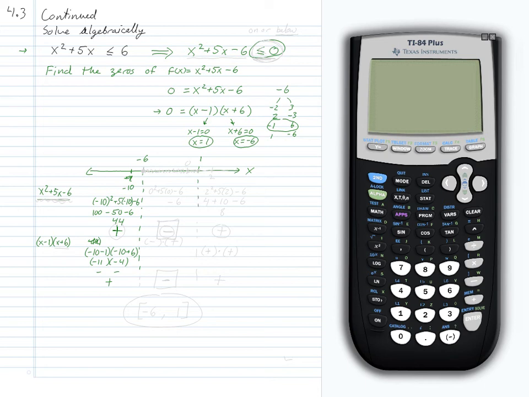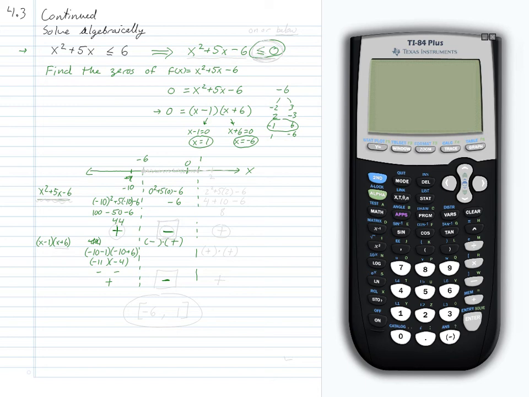Alright. Now in our middle region, some number between negative 6 and positive 1 is what's called for. I usually like to use 0 when I can. So if I test 0, 0 squared plus 5 times 0 minus 6 is negative 6, which is negative. I can also use the factored form. 0 minus 1 is negative. 0 plus 6 is positive, and the product of a negative and a positive is negative.